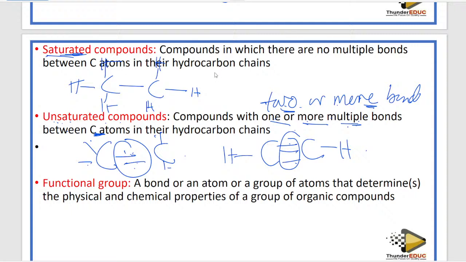Why should it be between carbon atoms? Because I can have something like this. You see? The double bond is not between a carbon atom and a carbon atom. It's between carbon and oxygen. So that's a different story.